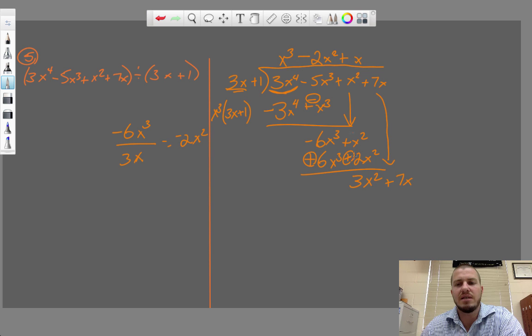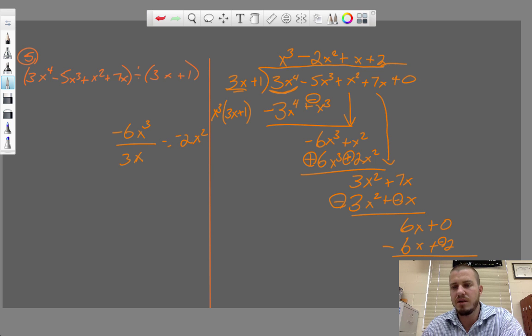3x times x will give me 3x squared. And when I multiply it back through, that's going to be 3x squared plus x. Change the signs. Make that a minus. These cancel out. This becomes 6x. And there's nothing else there. So my last one, plus 2. 2 times 3x becomes 6x. 2 times 1 is 2. Distribute the negative, don't forget that part. And when I combine it, this is a 0. Remember I had a 0 here, that was missing. This becomes -2.